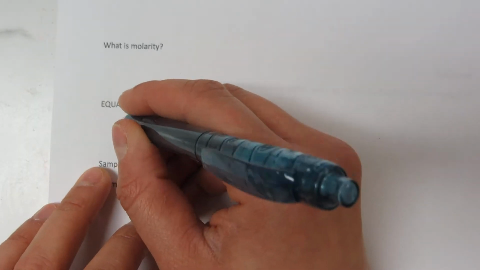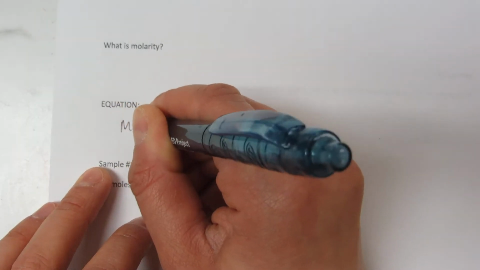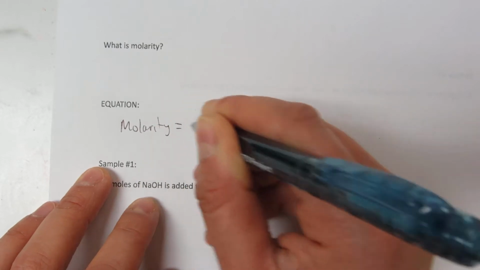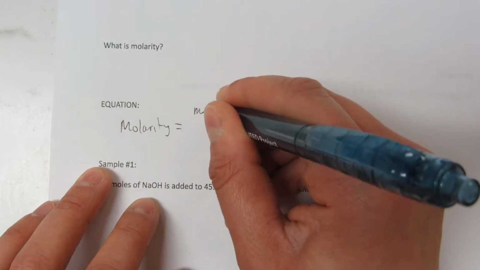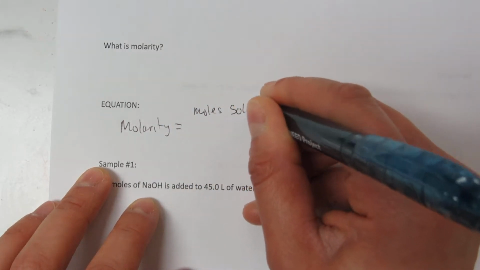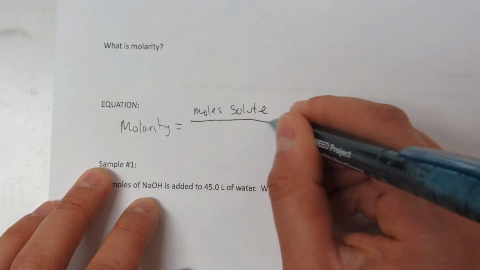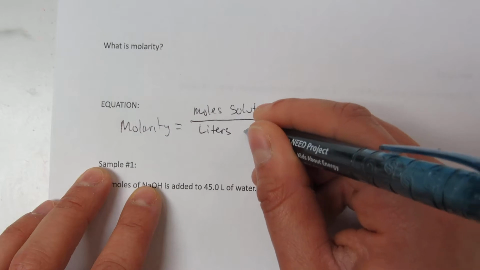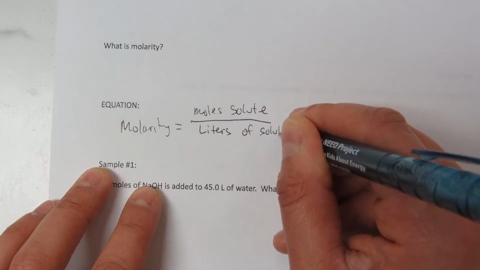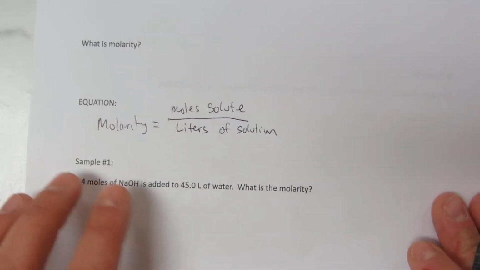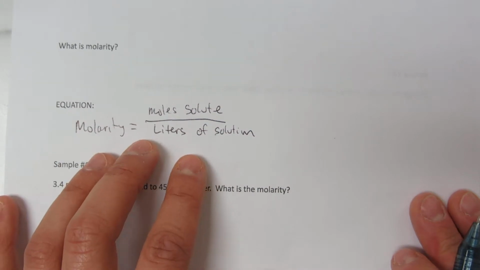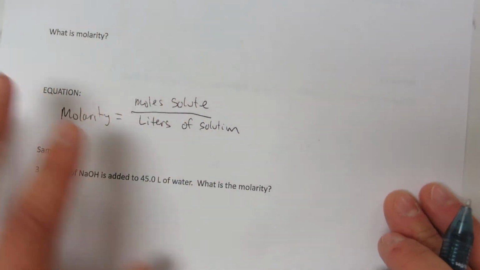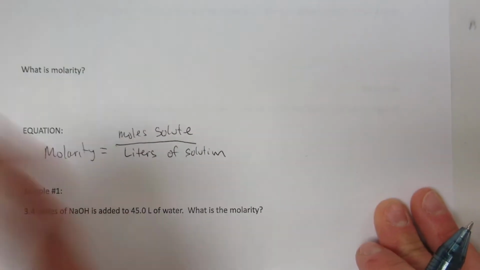Molarity, which is the concentration of a solution, is equal to the moles of solute that you dissolve divided by the liters of solution. Okay, so that's your basic equation. We're going to give you a triangle equation that helps you with your algebra.